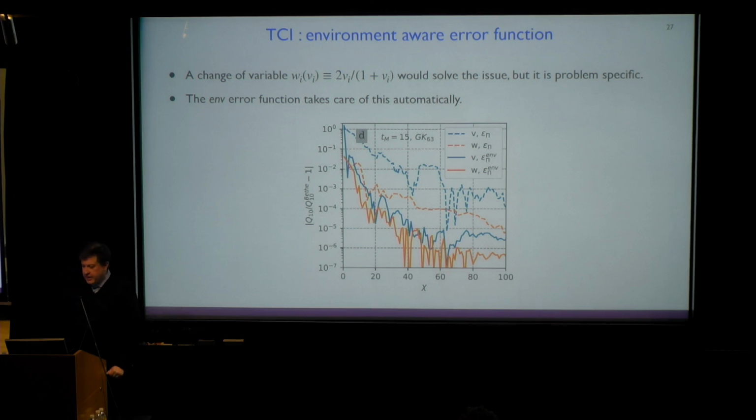For example, you can take v over 1 plus v, and that new variable w will be compact. What we see here is that with the ordinary functions, if you do a calculation as a function of v compared to the calculation as a function of w, these are the two dashed lines. It's much worse to do it in the original v variable because it doesn't converge well, because of the volume.